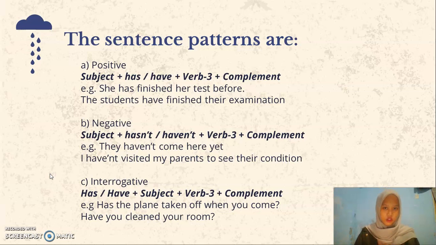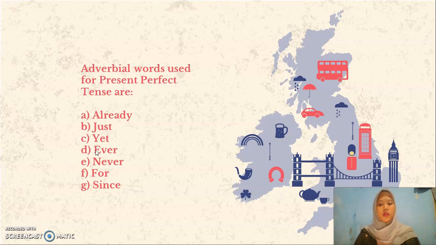And for the interrogative, has or have plus subject plus verb 3 plus complement. For example, has the plane taken off when you come? Or have you cleaned your room? Adverbial words used for present perfect tense are already, just, yet, ever, never, for, and since.